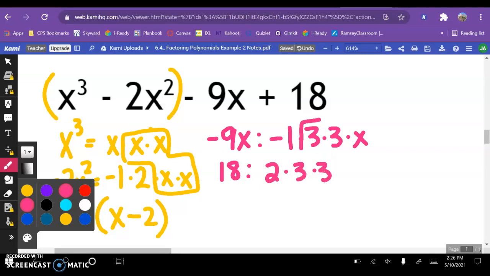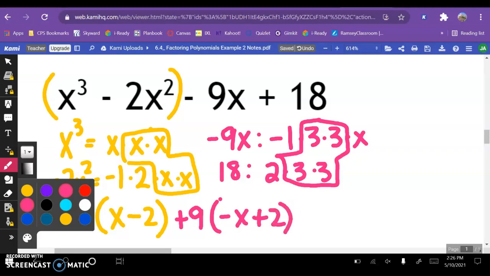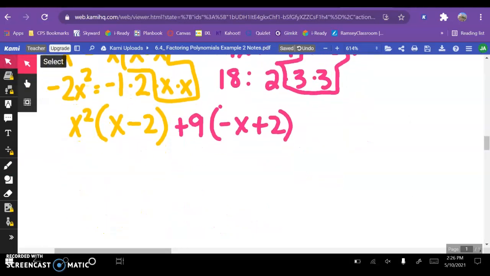So what do they have in common? They have the 2 3's in common. So that would be a 9, a positive 9 in common. And then what's left over from the -9x? It looks like a -x. And what's left over from the 18 is a positive 2. Then you look at these, and you notice that the yellow in the parentheses is x minus 2, and the pink is -x plus 2.